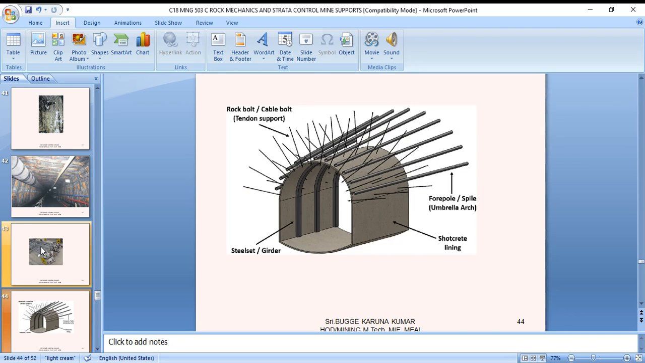So this is a view of complete roof bolting, cable bolting, tender support system, forepoling spile umbrella arch, and shotcrete lining, steel girders, showing the complete safest gallery. The three-dimensional view is shown here.